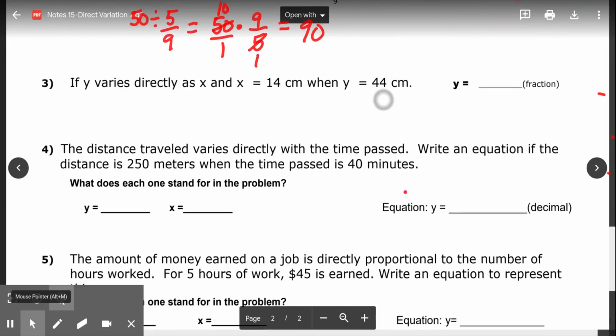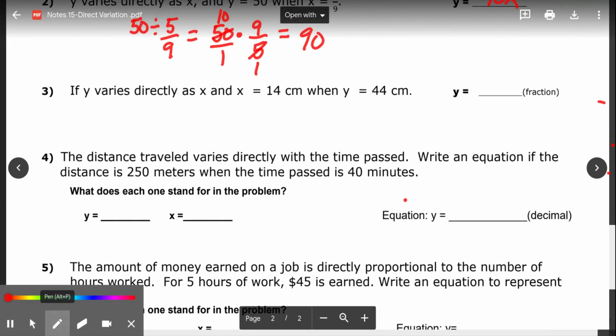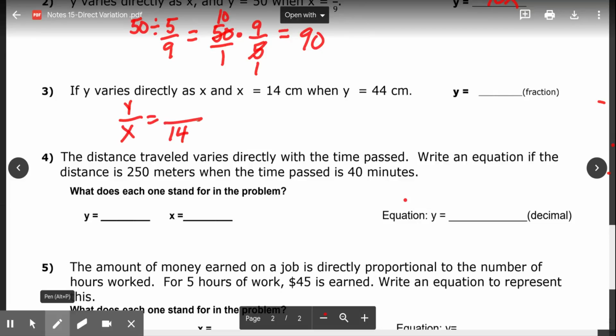All right, let's take a look at problem 3. If y varies directly as x and x is 14, now remember, we still want y over x. So now they changed it up just a little bit. So we're going to put our 14 in the bottom where our x is supposed to be, and y is 44. So 44 divided by 14, we can reduce this by 2. So this would be 22 over 7. So we can just keep it as a fraction. So this would be y is equal to 22 over 7 x.